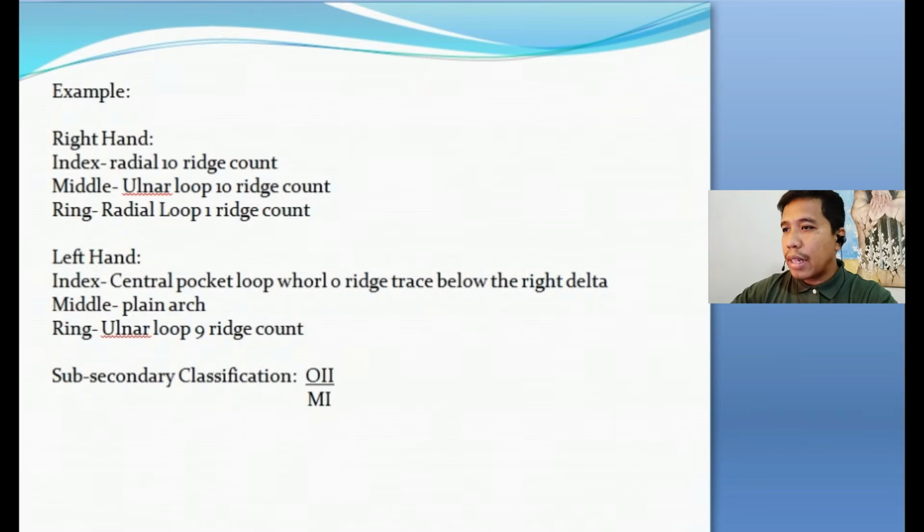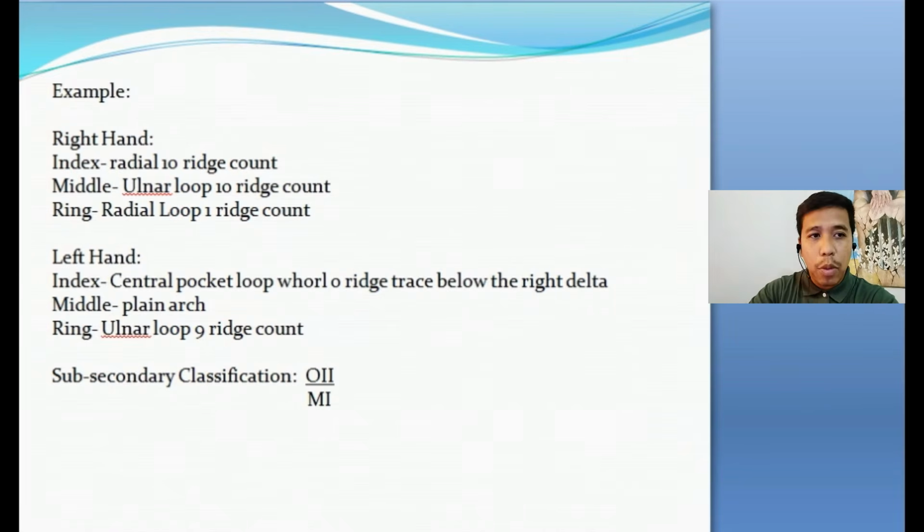Our right hand's index is a radial loop with 10 ridge count. The middle is an ulnar loop with 10 ridge count. Then the ring is a radial loop with 1 ridge count. On the other hand, our left hand's index is a central pocket loop whorl with 0 ridge trace below the right delta. So this is ridge tracing. The middle finger of the left hand is a plain arch. And the ring finger is an ulnar loop with 9 ridge count.